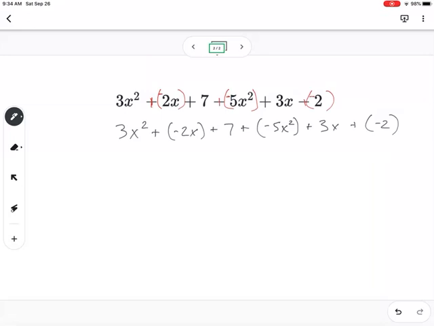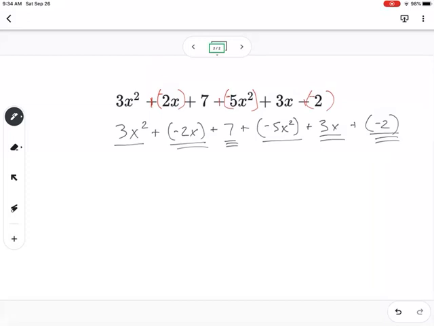Now we can do just like we did in the previous problem, go through and identify all like terms. Starting with 3x squared, is there anything else that is also like x squared? Well, this one is also like x squared, and it's the only other one I see. Now here is one with x. Is there anything else like x? Well, 3x is also like x. And then we're left with our constant, and all constants are like. Okay, so we've accounted for all of our terms, and now we can go through and add them.